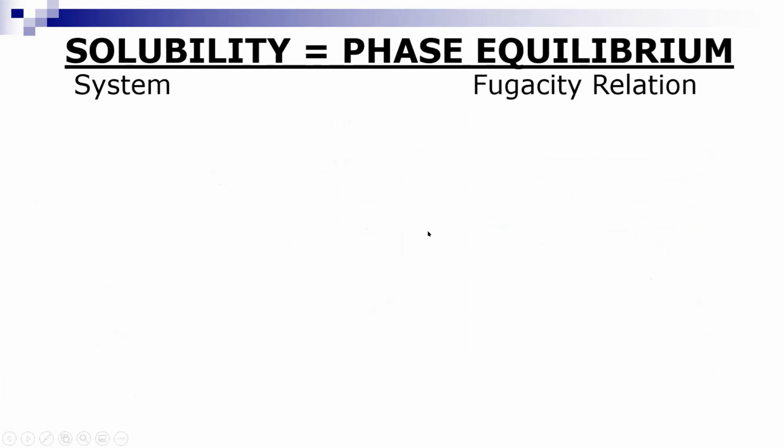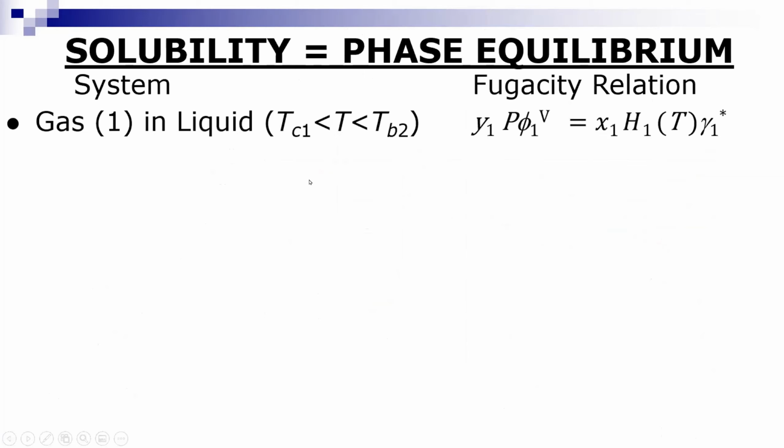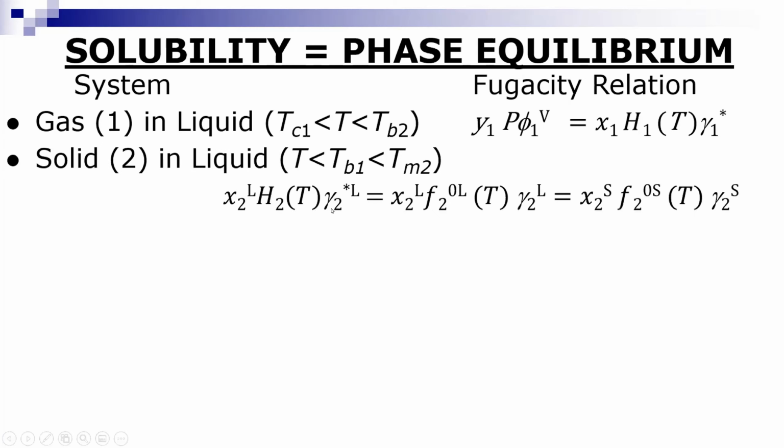So now let's talk about solubility. If we're talking about a gas in a liquid, that is, the critical temperature of the component we identify as 1 is less than the temperature of the system, but the temperature is less than the boiling temperature of component one. That's what we mean by a gas in a liquid. And the fugacity relationship would be like this, because normally the solubility of a gas is limited, so we use the Henry's law expression. If you're talking about a solid in a liquid, then you have a choice.